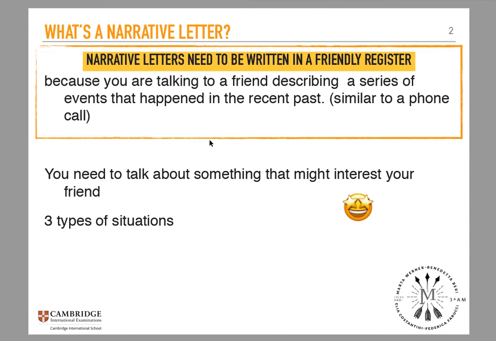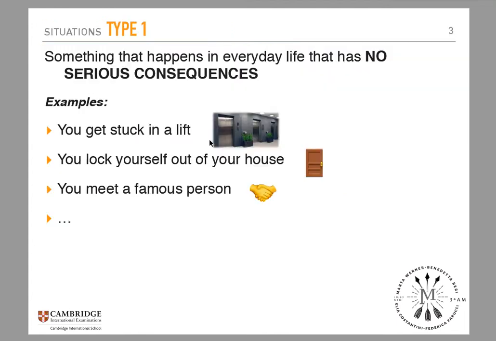This PDF is also available to you as one of your resources, and it is from Cambridge International Examination from Cambridge International School. You have three types of situations that you can use in your letter. One is everyday life situations with no major consequences, such as getting stuck in an elevator, locking yourself out of the house, meeting a famous person.